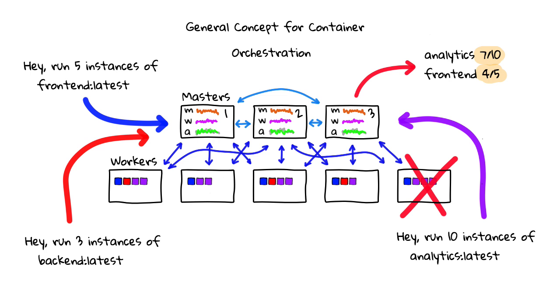Analytics and front end are both having issues. Analytics should have 10 instances running, but I only see 7. Front end should have 5 instances, but I only see 4. Let's redeploy these failed instances to healthy worker nodes so that we can get our instance counts back up to where they should be. You'll notice that's pretty much the logic you'd take if you were paged at 2 a.m. too, which is pretty awesome that it happens on its own.